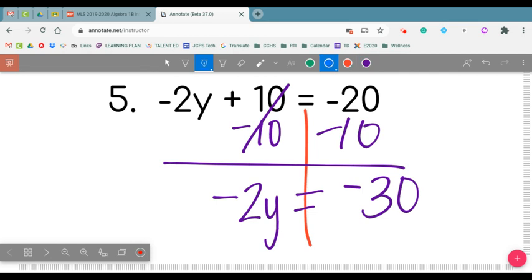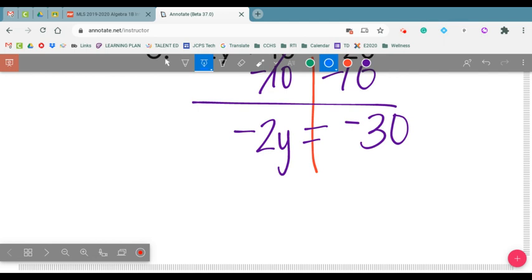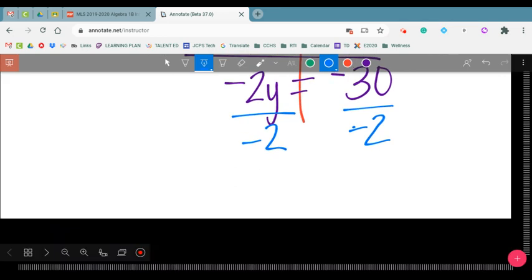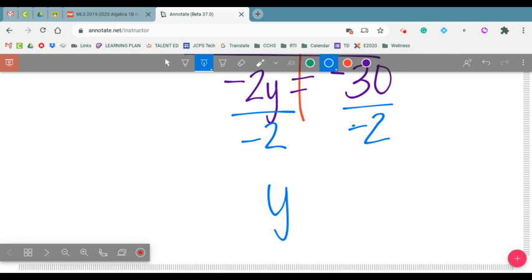And then my next step is to get that y by itself. To get that y, I have to divide by a negative 2. Do not forget, if there's a negative in front of that number, you have to keep it with it. Or else you wouldn't divide out that negative, which would give you a negative y, which is not a positive y. So I'm going to get y equals negative 30 divided by negative 2. They're both negative, so it becomes positive. It's going to be a positive 15.